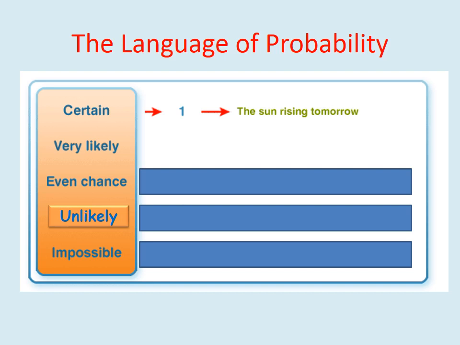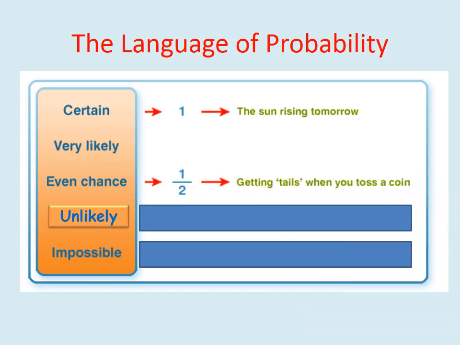Even chance: getting tails when you toss a coin, because when you toss a coin, you have two choices, heads or tails. So half for the heads and half for the tails. So it's even chance.